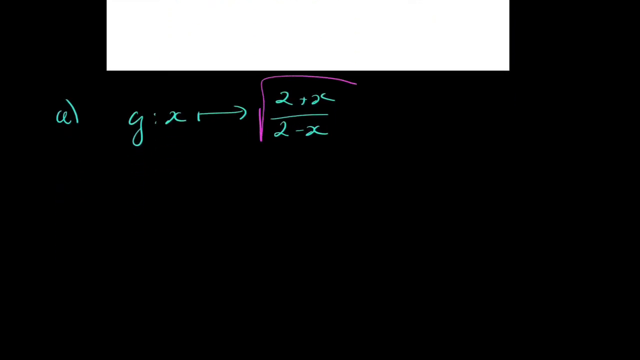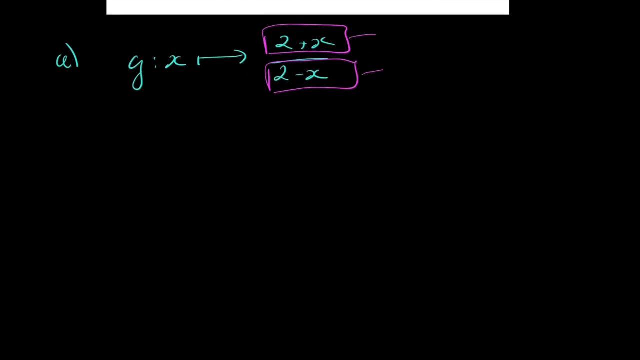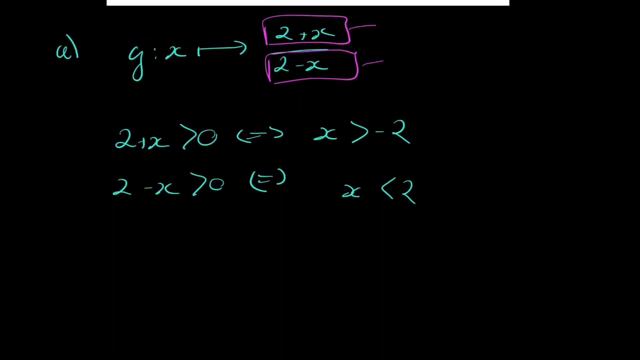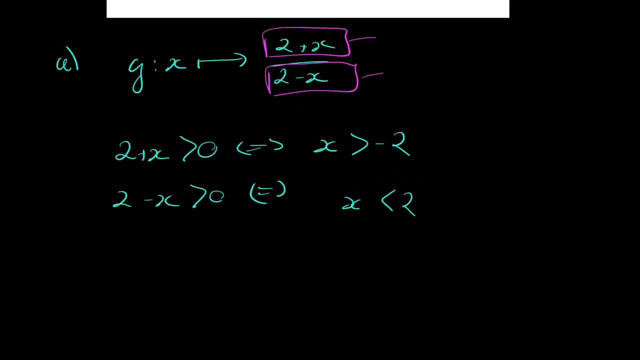This function is a rational function. This is a quotient function, very easy to study because we can study the numerator and the denominator separately. So 2 plus x is greater than 0 is equivalent to x greater than minus 2. 2 minus x greater than 0 is equivalent to 2 greater than x. So x lower than 2.